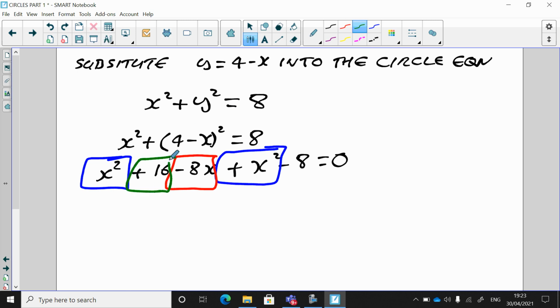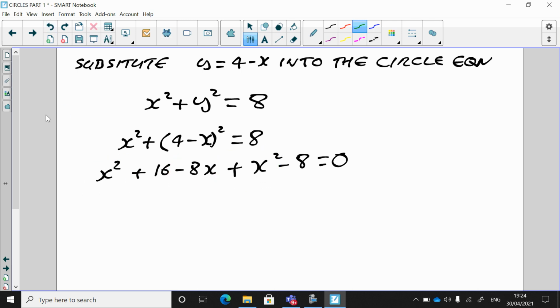We've got positive 16, take away 8. So these are the three things we're trying to resolve here. Right, let's sort them out. And I'm sure you've got the answer. Yep, so we've got 2x squared, take away 8x plus 8. That's a quadratic equation that we can solve. Let's go and solve it.